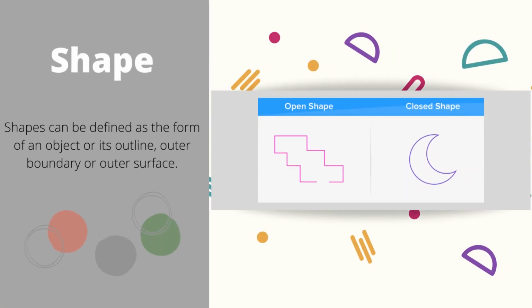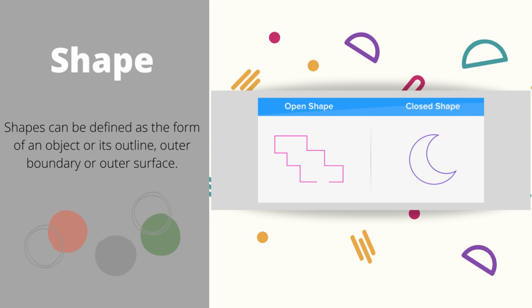In geometry, a shape can be defined as the form of an object or its outline, outer boundary, or outer surface. Everything we see in the world around us has a shape. We can find different basic shapes such as the two-dimensional square, rectangle and oval, or the three-dimensional rectangular prism, cylinder and sphere in the objects we see around us. Shapes can be classified into open and closed shapes.